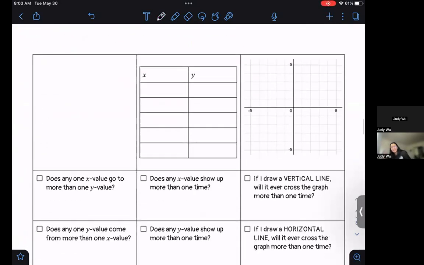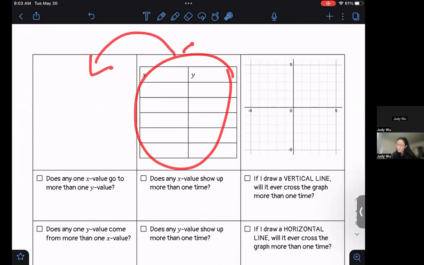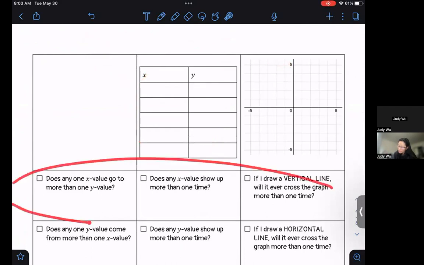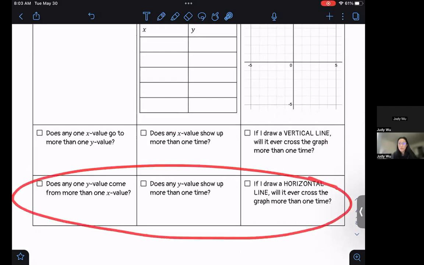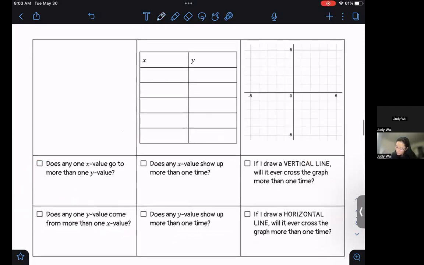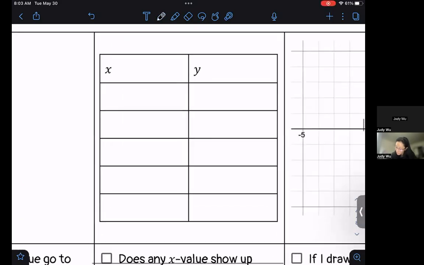All right. So same idea here for number 6. This time I'm actually going to give you the table first. We're going to use our table to draw a mapping diagram and our graph. Then we're going to say, is this a function? And if it is a function, is it a one-to-one function? Okay, so let's get started with our table.